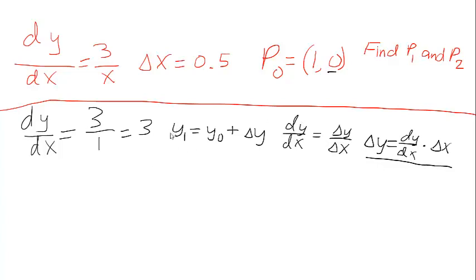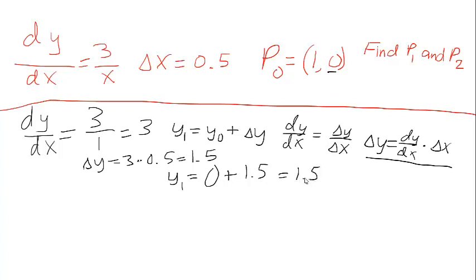So delta y is dy over dx, which was 3. We just found that. And then our delta x was given to us in the problem, 0.5. So our delta y is 1.5. And so let's solve for y sub 1. y sub 1 equals y sub 0, 0, plus our delta y, 1.5, and that equals 1.5.